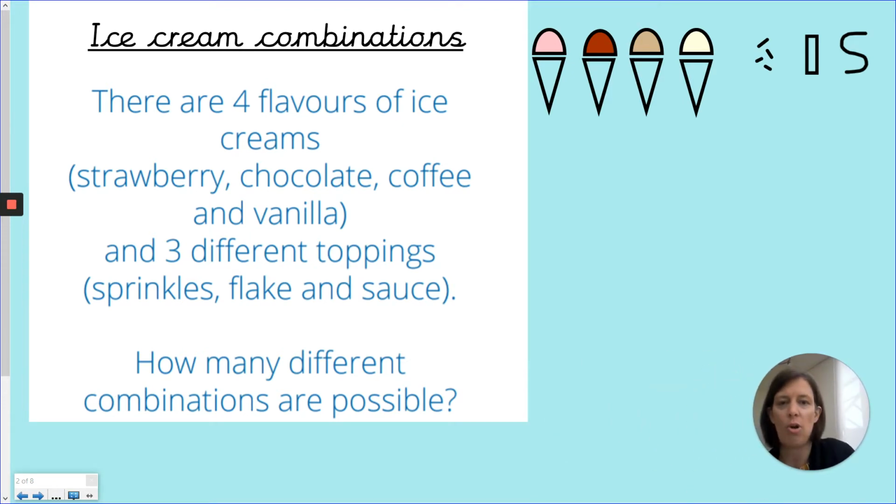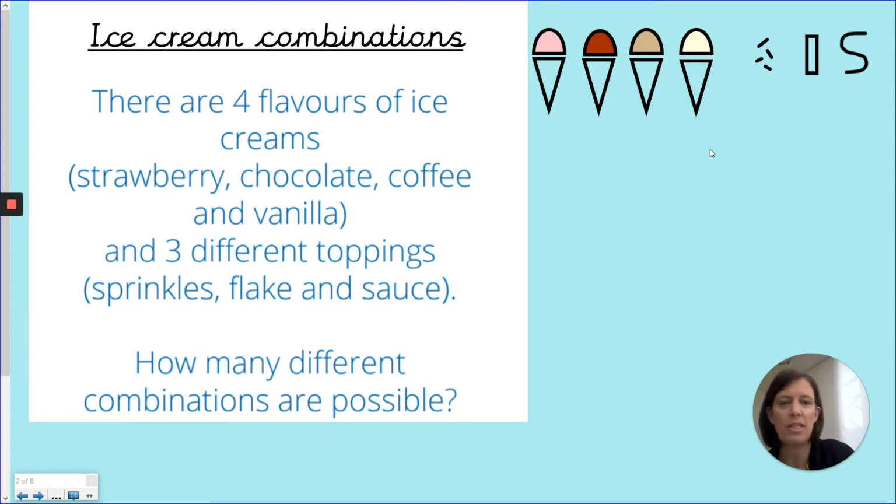It's called ice cream combinations. There are 4 flavours of ice creams: strawberry, chocolate, coffee and vanilla. So you can see I've drawn my little ice creams up here. Strawberry, chocolate, coffee and vanilla. And there are 3 different toppings: sprinkles, flake and sauce. So I've got some sprinkles, a flake and some sauce here. And the question is, how many different combinations of ice cream and sauce or toppings are there going to be?